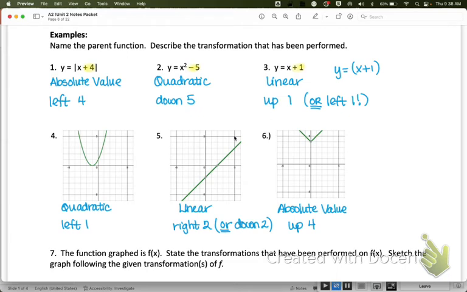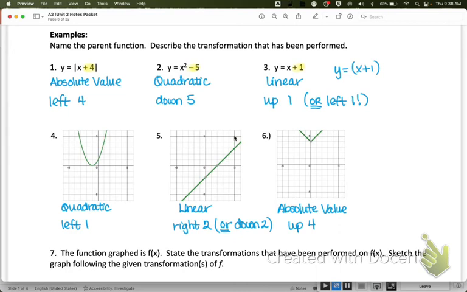And then on number 4, 5, and 6, you just need to look at what happened. So we moved the quadratic to the left one. Normally its vertex is at 0, 0. Number 5, you could say right 2 or down 2. And number 6, we can see that that V moved up 4 units.